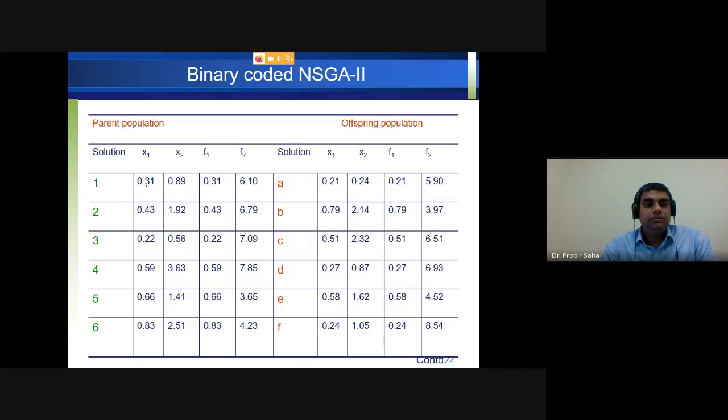And the 12 solutions are these: x1, x2, x1, x2, x1, x2, and x1, x2. And we have also found out f1, f2, f1, f2. Everything I have found out. So this table is very important. You have to store it in an array when you write your programming. You have to store it in a double 2-dimensional array.